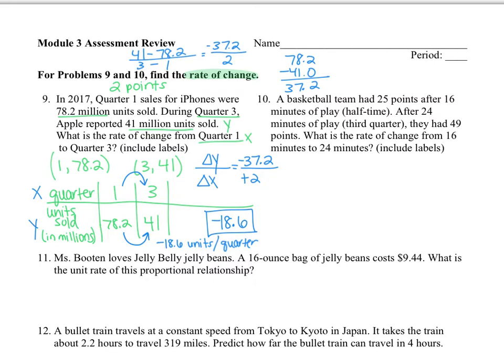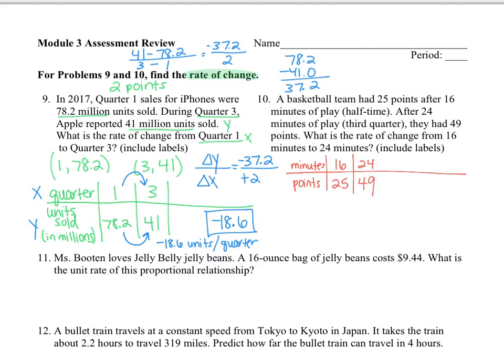Okay, this next one we're talking about a basketball team. So they had 25 points after 16 minutes of play, and then after 24 minutes of play, which would be a third quarter, for 8-minute quarters, they had 49 points. What is the rate of change from 16 minutes to 24 minutes? And again, we want to include labels here. So I'll just make a table again. So we're going to say how many minutes, and then points. So after 16 minutes, 25 points, and after 24 minutes, they had 49 points.